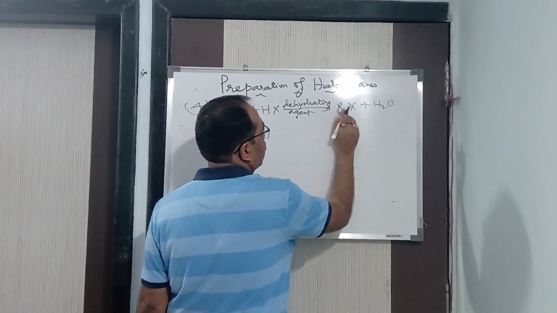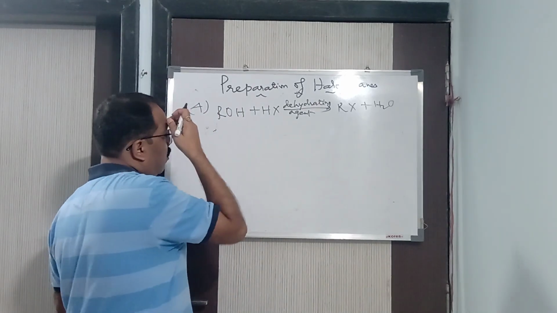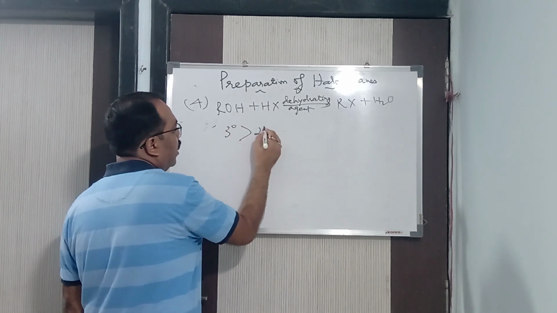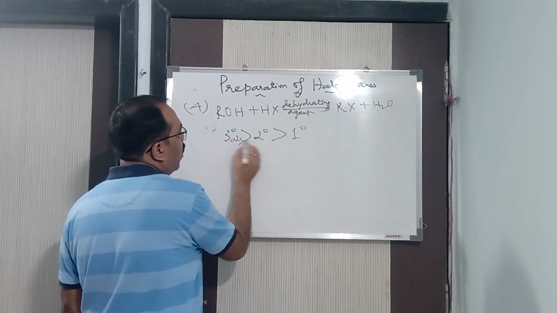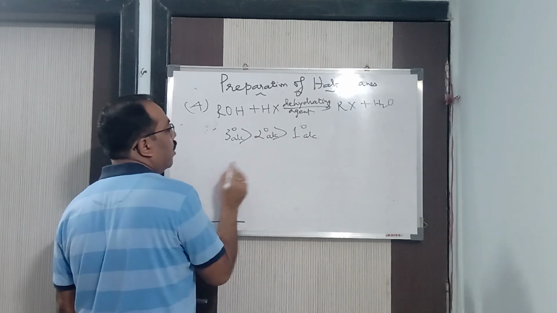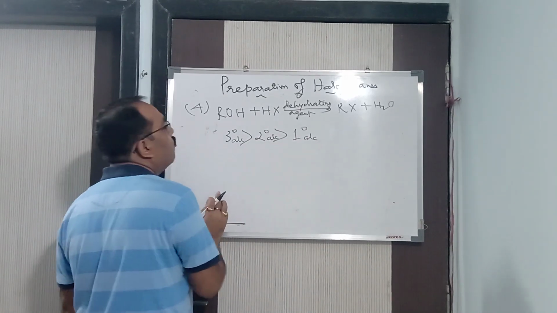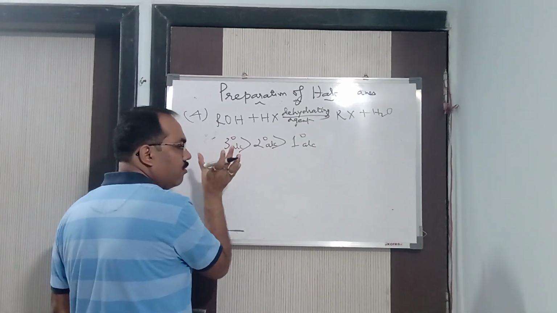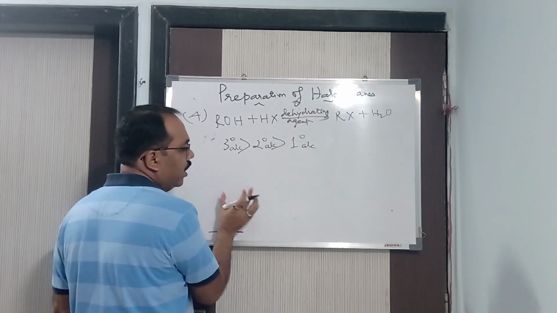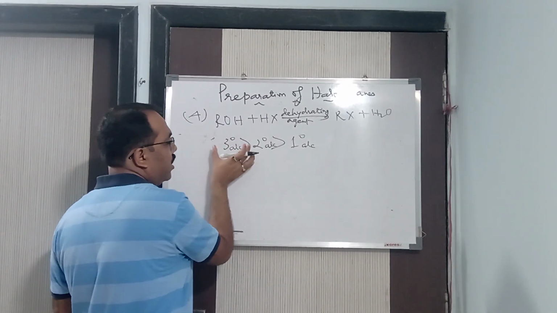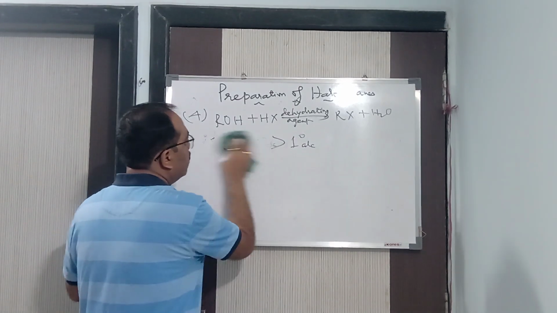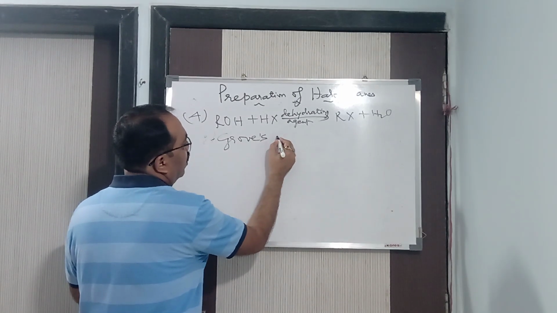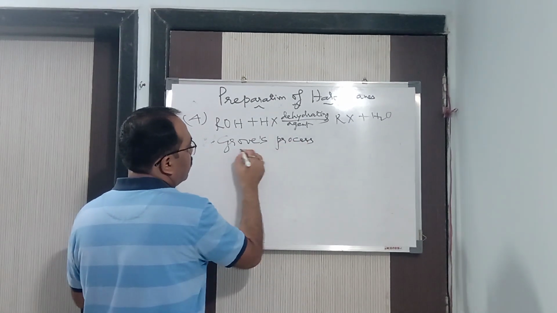Again, it is a substitution reaction. Here again, 3° alcohol is more reactive than 2°, which is more reactive than 1°. For 2° and 1° alcohols, listen carefully, the preparation of alkyl halides from 2° and 1° alcohols is known as Groves' process, spelled G-R-O-V-E apostrophe S. This is Groves' process.